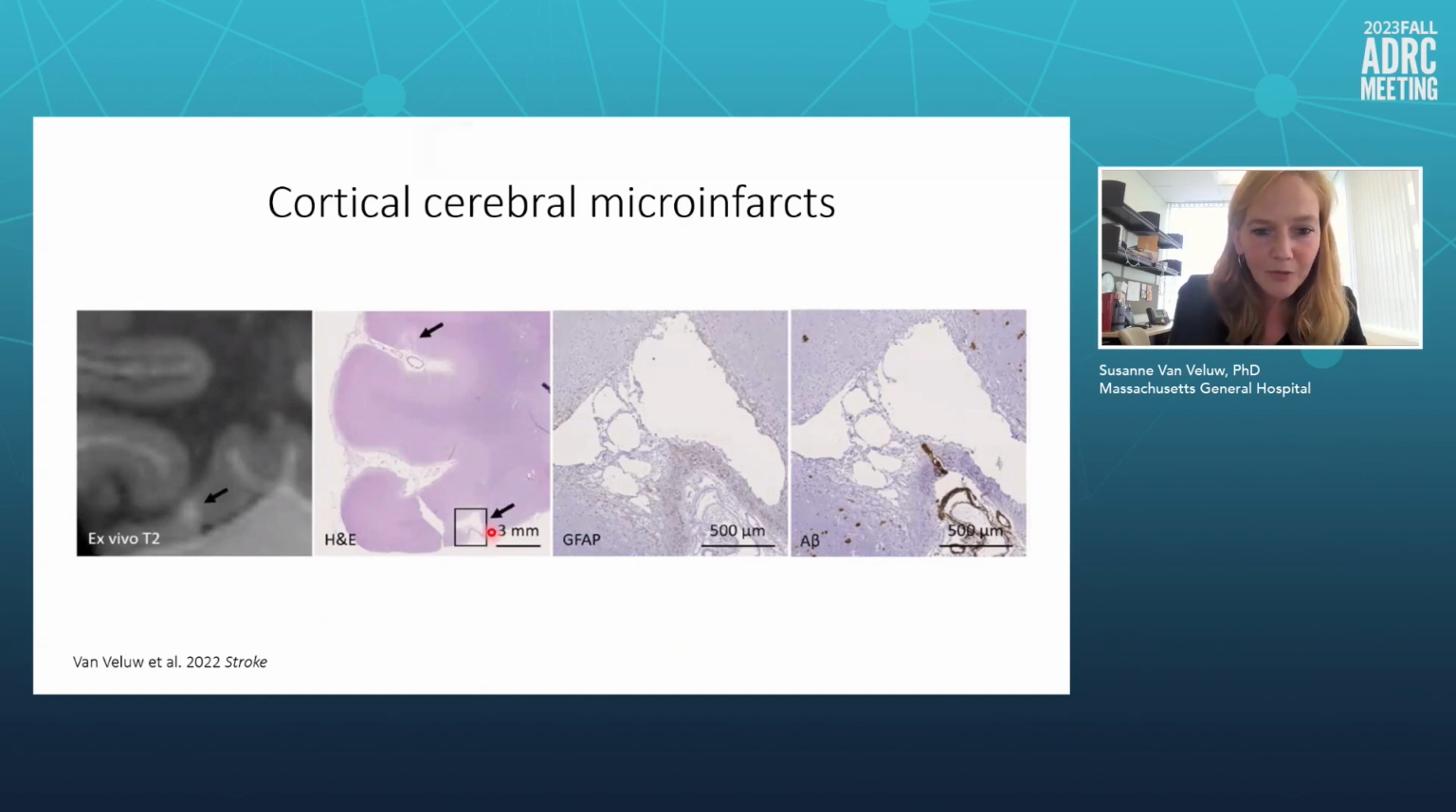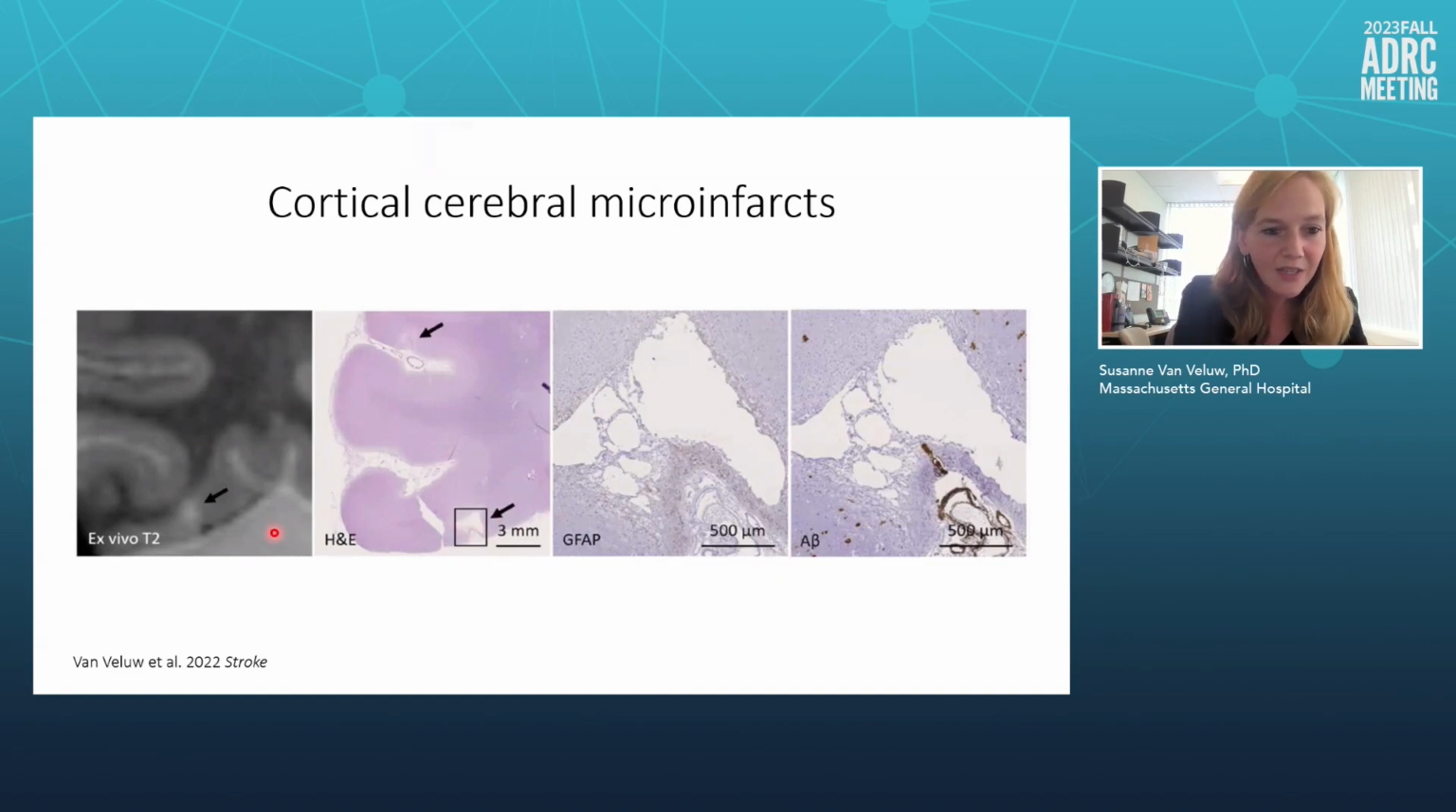Here's just an example of one of those cortical microinfarcts. Don't get distracted, this is just a tear in the tissue, but this is the actual cortical microinfarct identified on H&E. When we zoom in, we see this rim of astrogliosis and this cavitated area and this indent in the cortex, associated with cerebral amyloid angiopathy on this section. And this is a rather big microinfarct, spanning almost the entire width of the cortex. This is really on the far end of the spectrum in terms of size.